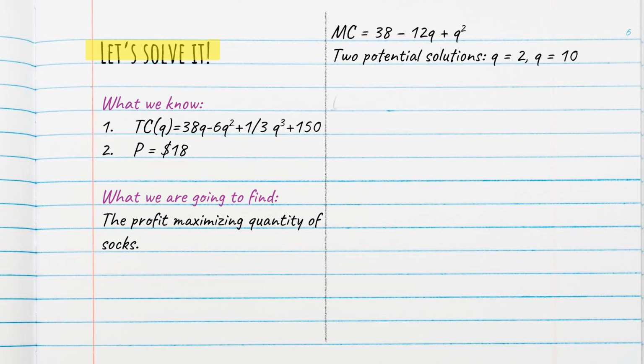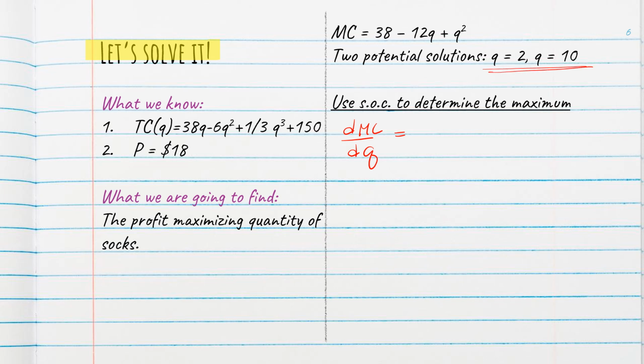So our next step is to use the second order conditions to figure out if 2 or 10 is the maximum of profit, or the output that maximizes profit, I guess is a more correct way of putting it. And the second order condition, as we previously described, is that marginal cost needs to be rising. That means that we need to look at the derivative of our marginal cost curve with respect to Q and consider whether it's positive or negative at our two potential solutions.